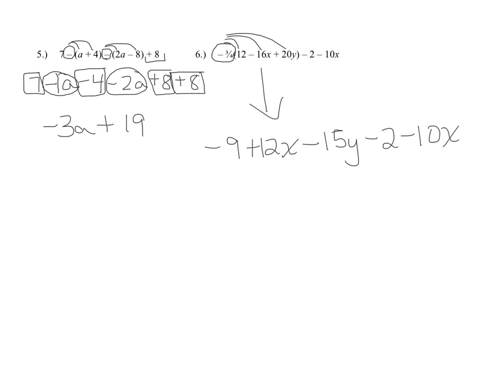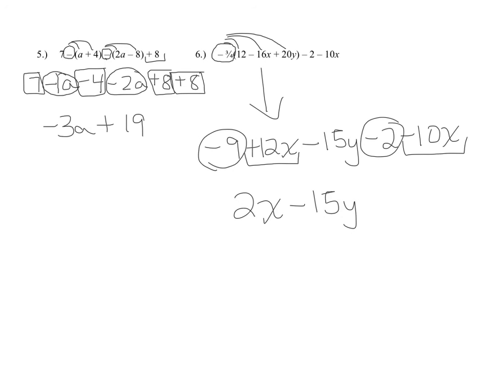And then combine your like terms. So if you look, 12x minus 10x is 2x, and you don't have any other y's, so bring down the negative 15y, and then combine your constants. Negative 9 minus 2 is negative 11, and your answer is correct right there.